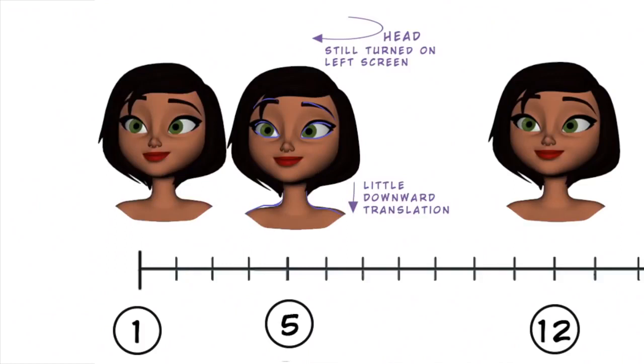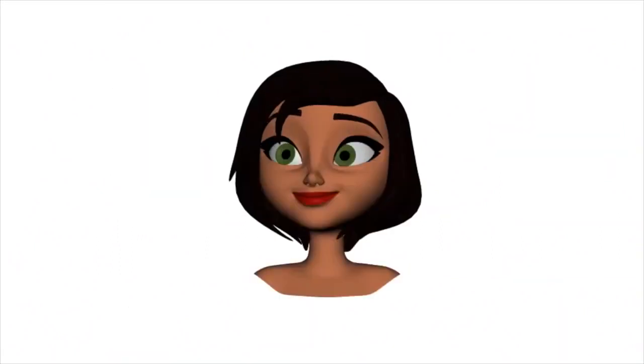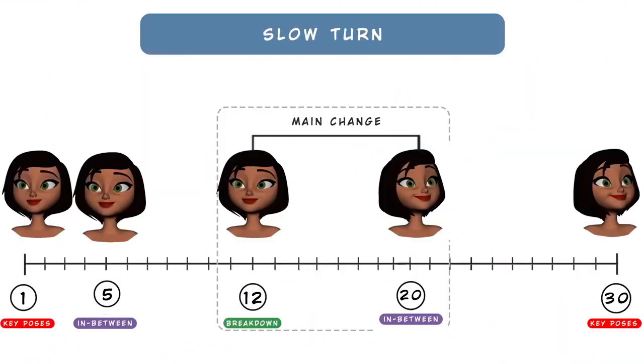The head almost doesn't move. It just has a tiny translation downward. Also the upper lids and the eyebrows move upward just a little bit. So the main head turn happens between frame 12 and frame 20.